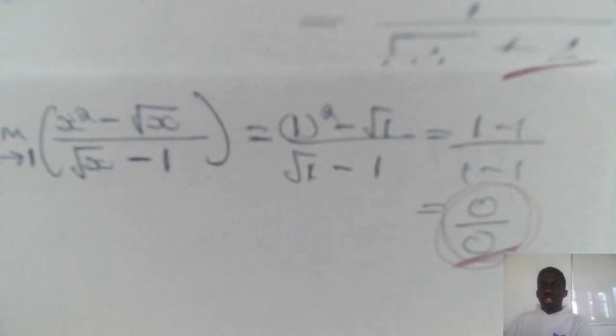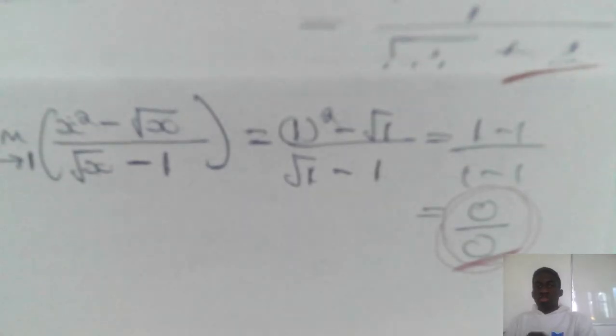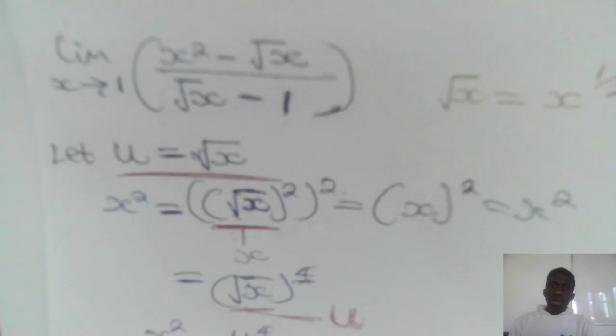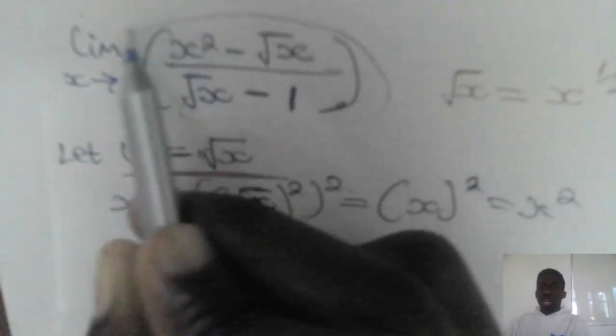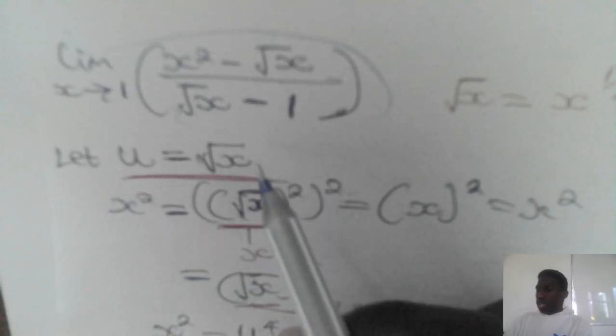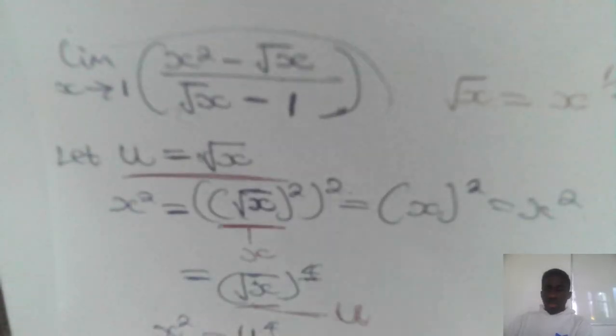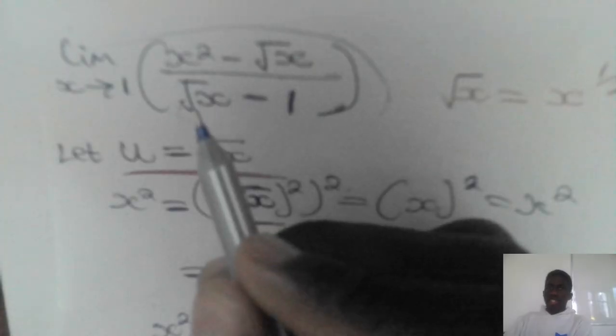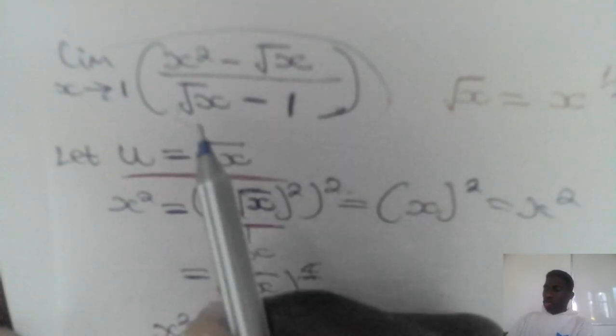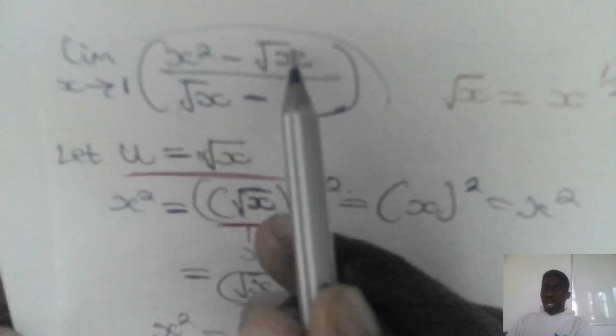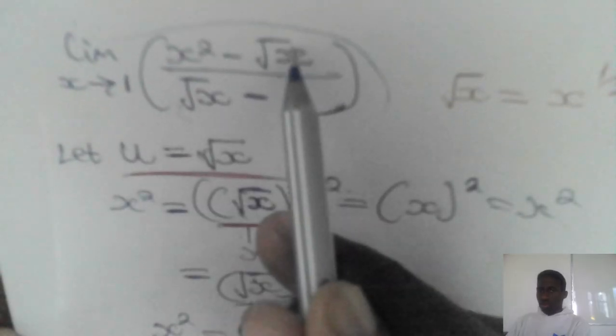We have to come up with another strategy in order to solve a problem like this, as we have been doing. Now we're going to take a new look at the problem that we have, this question, and we are going to see how we can at least simplify it. So we notice the square roots that we have here, square root of x, square root of x.